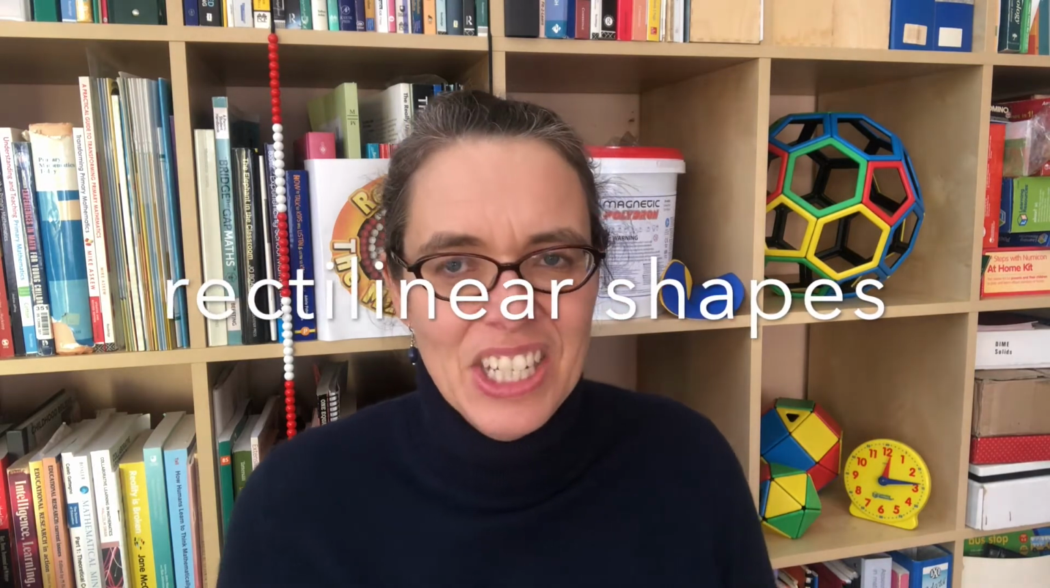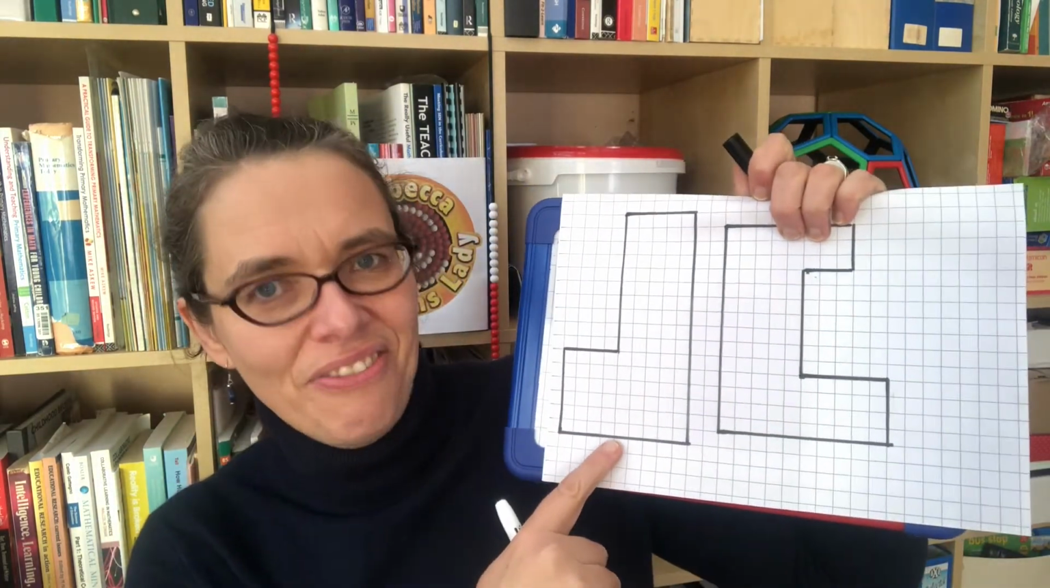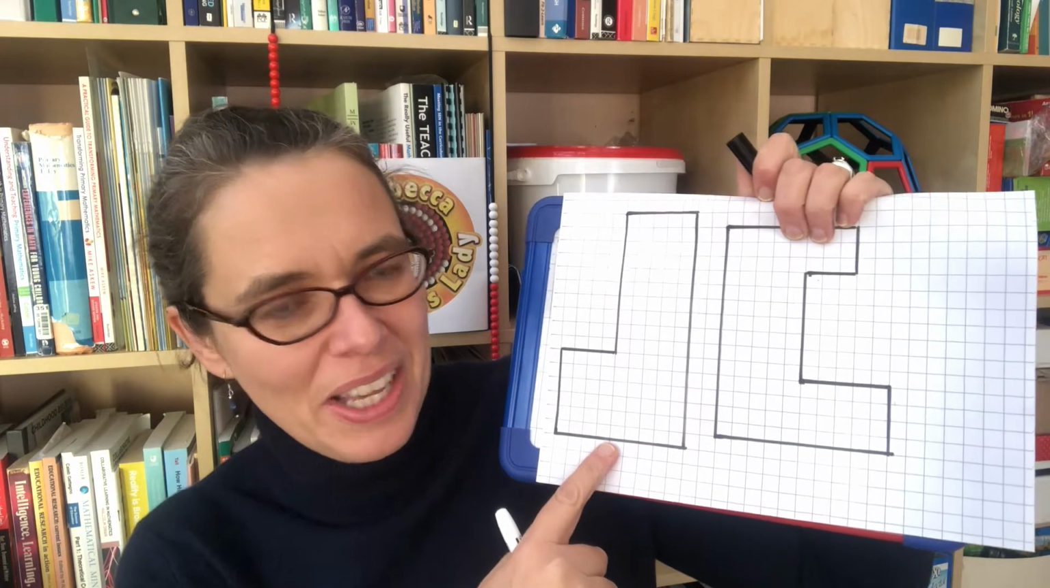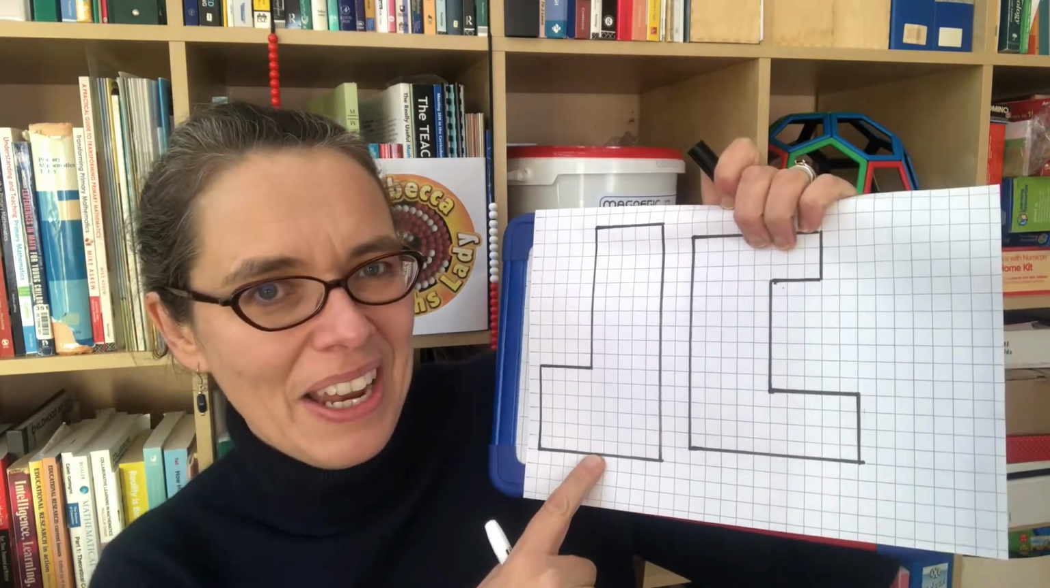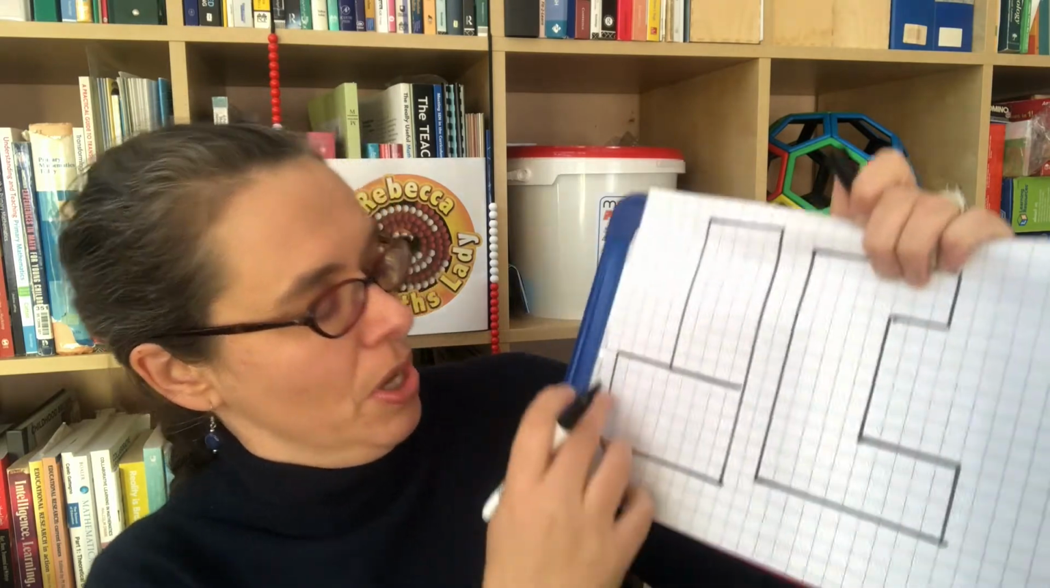Now, children are also expected to be able to puzzle out the areas of rectilinear shapes. Rectilinear shapes are just shapes that are made up of rectangles like these, and you could let children find the areas of these by counting the squares one at a time, and some of them might like to do that, but it's a lot quicker if you start to split them up and reason.